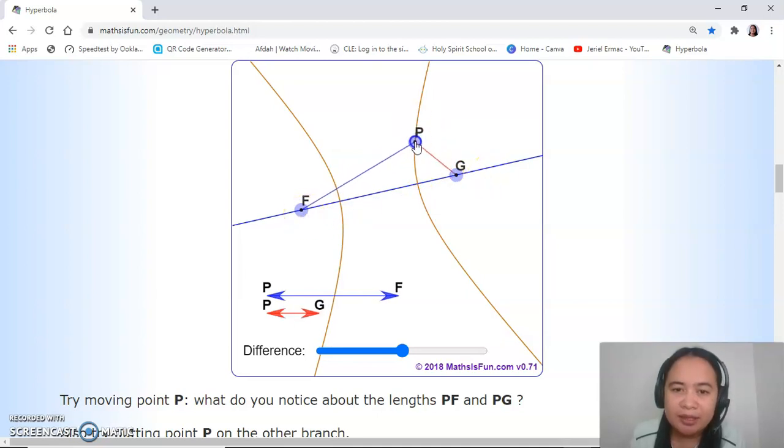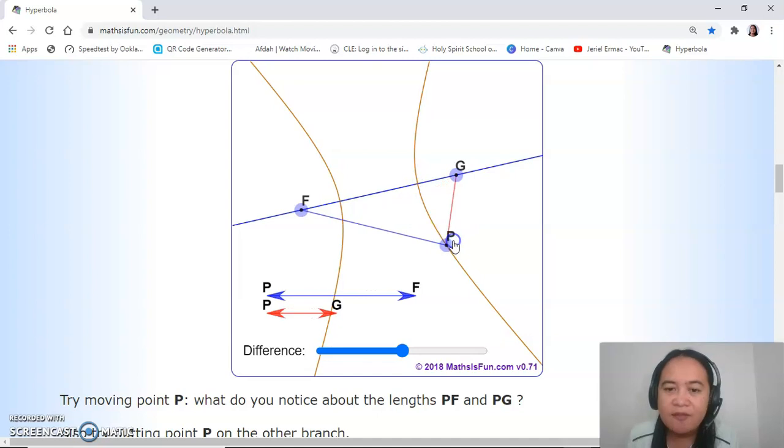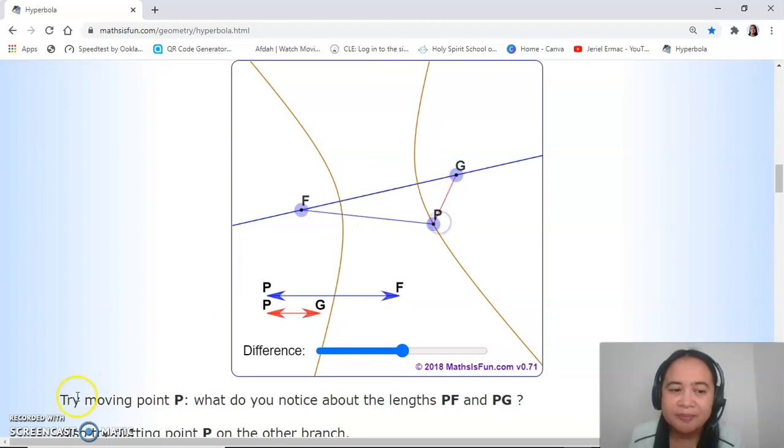Now take a look as I drag this point here anywhere on the hyperbola. The distance from P to F and P to G will also vary accordingly. But PF minus PG will have the same value even if I move the point P here. And that is a hyperbola.